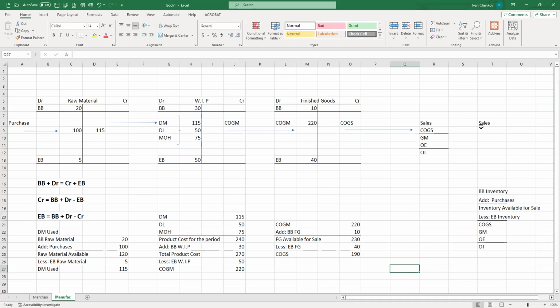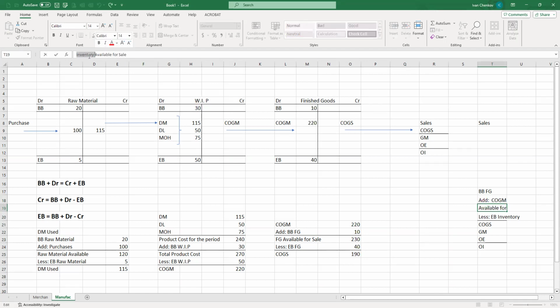So here on the income statement, we're going to start with the sales. Then the first calculation and second calculation come up with the cost of goods manufactured, and from the third calculation, we're going to get our cost of goods sold. Here, it's not going to be the beginning balance of the inventory, it's going to be the beginning balance of the finished goods. Purchases, we're not going to add the purchases, we're going to add cost of goods manufactured. Then we're going to have not finished inventory, we're going to have finished goods available for sale. And less the ending balance of the finished goods, that gives us cost of goods sold. Make sense?